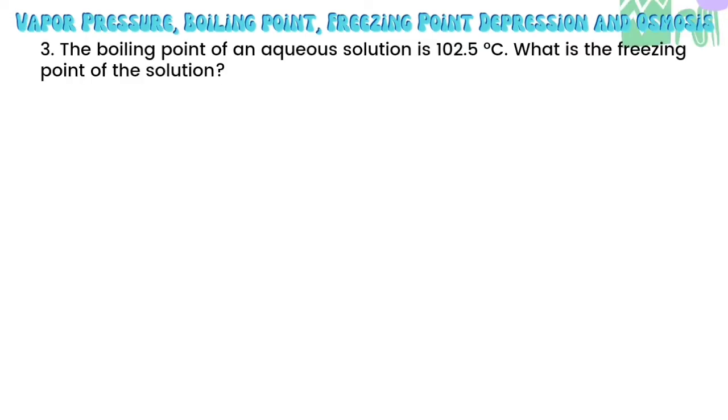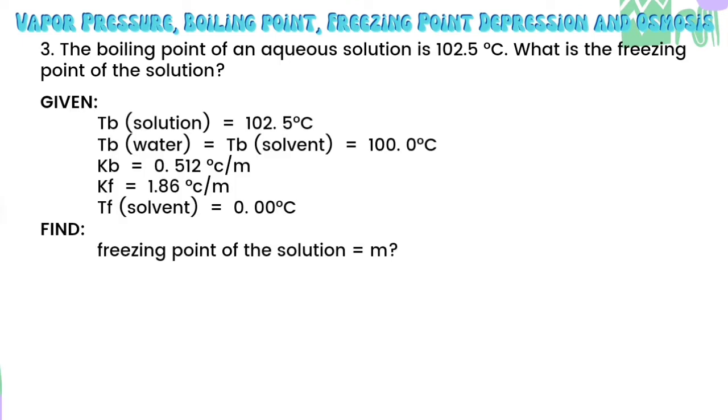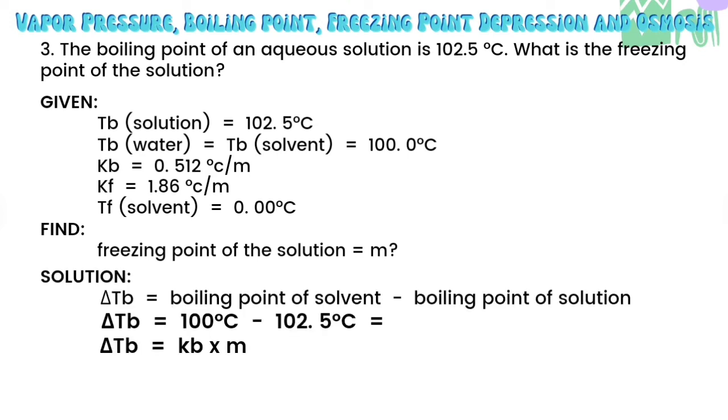The boiling point of an aqueous solution is 102.5 degrees Celsius. What is the freezing point of the solution? Let's start off by listing out the given in order to solve for the freezing point of the solution. First step is to get the difference between the boiling point of the solution and the boiling point of the solvent, which will give us an answer of 2.5 degrees Celsius.